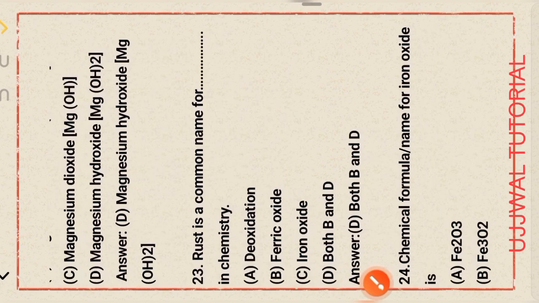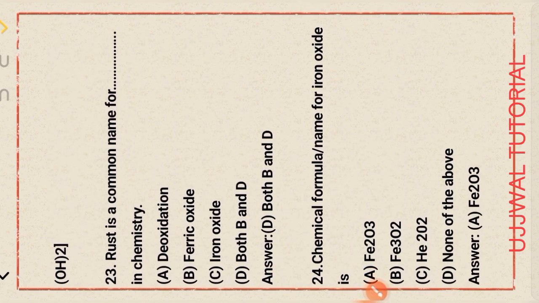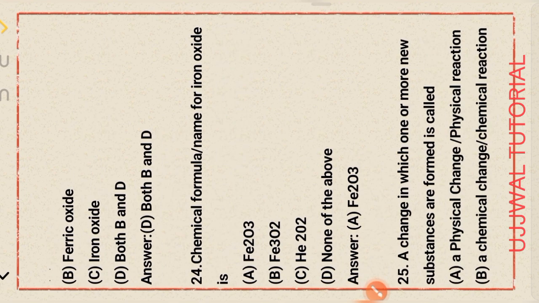Next question, question number 23. Rust is a common name of both B and D. B means that is the ferric oxide. Okay, clear? That is the ferric oxide. Next question, question number 24. Chemical formula or name for iron oxide, that is Fe2O3.